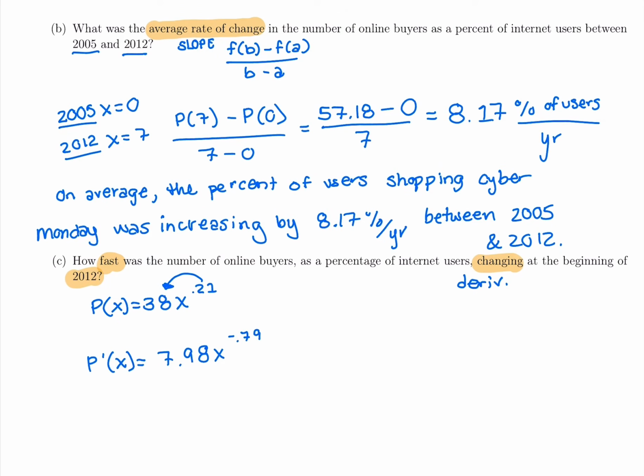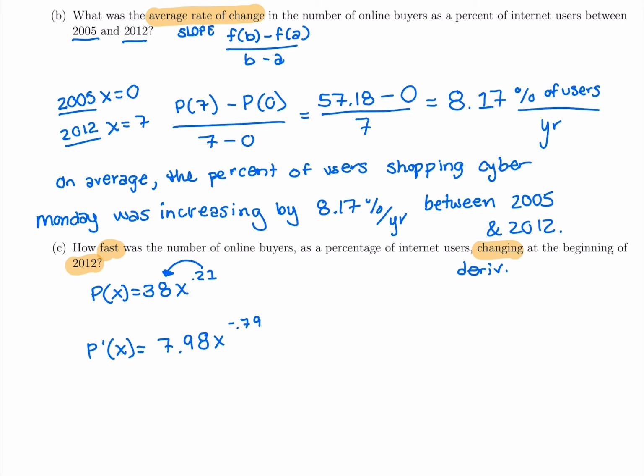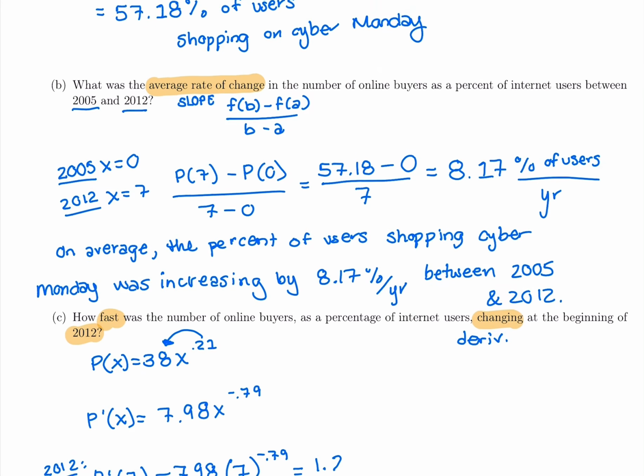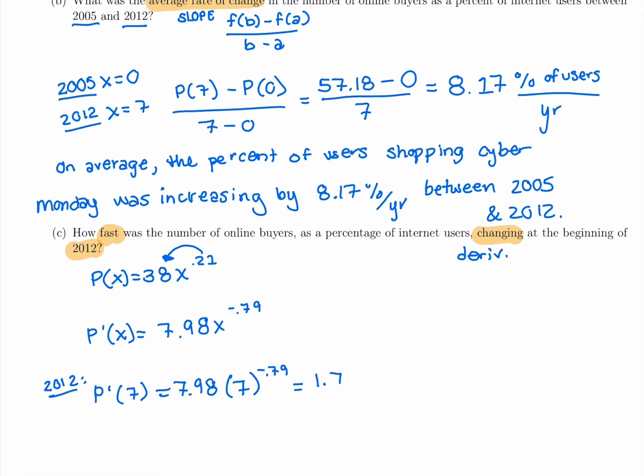I could make that into a fraction if that makes it easier to plug into your calculator, because that x to a negative exponent could be put in the denominator. I think it's easier to just leave it like this. So for 2012, I'm going to plug in just like this. But if you wanted to put negative exponents in the denominator, that's totally correct as well. So we're going to do p prime of 7 and do 7.98 times 7 to the negative 0.79. And it's rate of change, so we're going to put 2 units on this. We're going to get 1.72% per year.